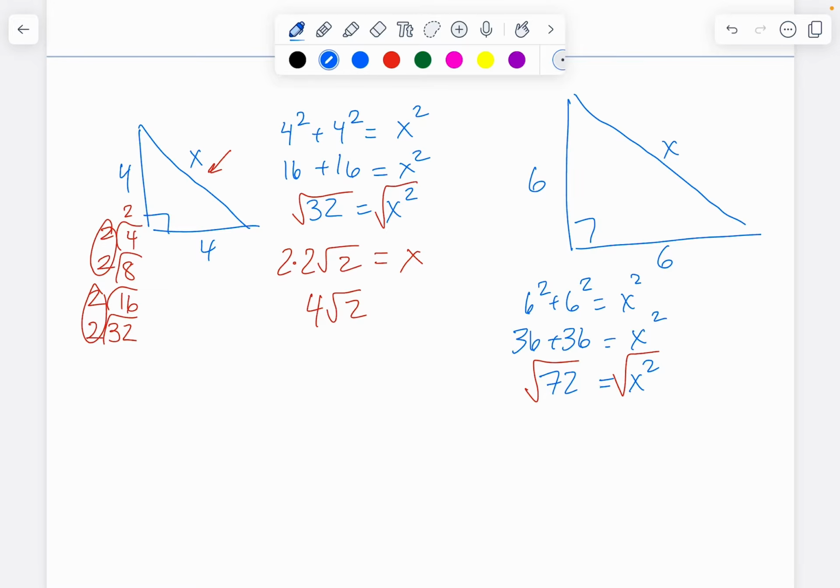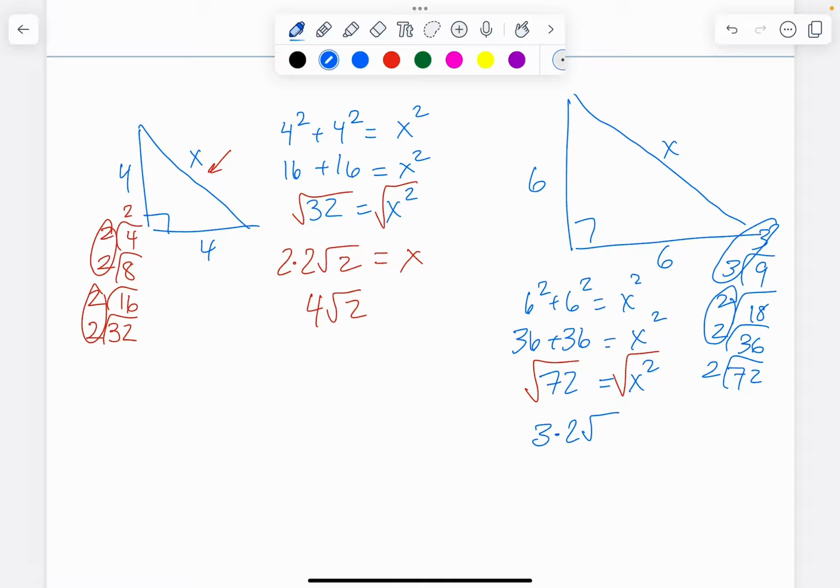Then what I want to do, I have 72, I can divide that by 2, I get 36, I can divide that by 2, I get 18, I can divide that by 2, I get 9, divide that by 3, there's 3. I have a pair of 3s, they get to go out, I have a pair of 2s, they get to go out, and a 2 stays home. So it's a 3 times the 2 times the square root of 2 is equal to x.